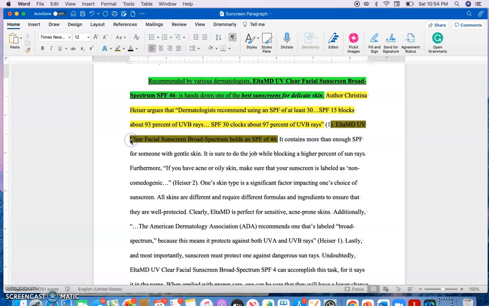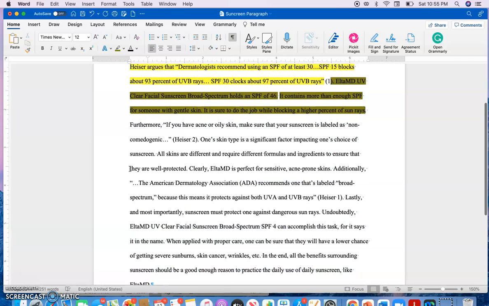For your papers, I used a different color, and it's just the tool that I was using. I didn't use brown, I used more of an orange. So we have green, topic sentence, always the first sentence. I is information from the text. D is information from your head. Now this author goes on and explains a little bit more. So the author talks about SPF being perfect for somebody with gentle skin because it blocks a higher percentage of the sun rays. So this is more of her D, so I'm going to highlight that.